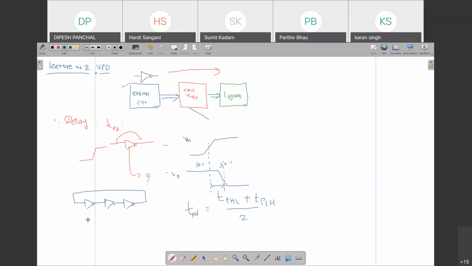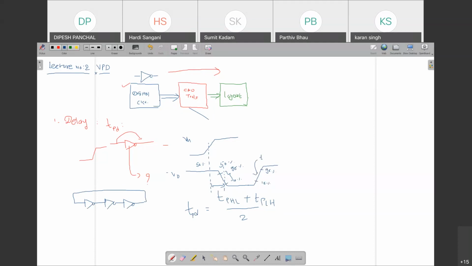But on the digital side, we have to worry about the minimum delay. We always have to take care of minimum delay, so the speed of our entire system should be higher. Apart from this propagation delay, there are two other timing parameters, rise time as well as fall time. Fall time is nothing but from 90% to 10%, and 10% to 90% is our rise time.